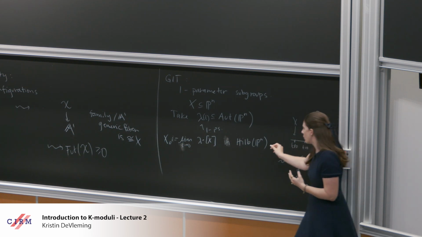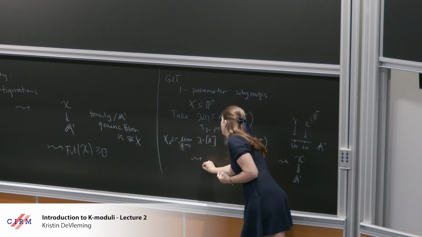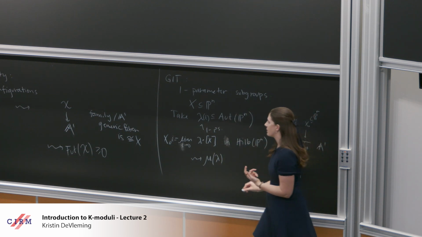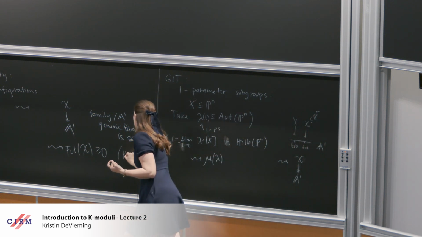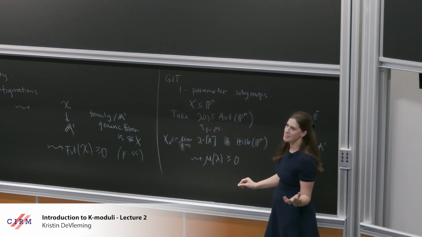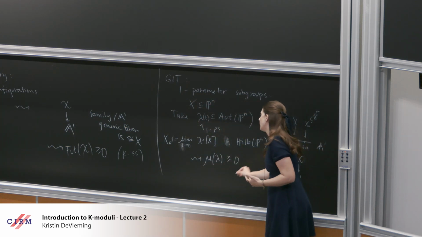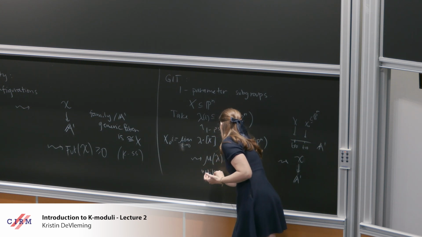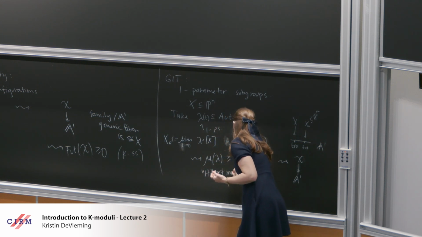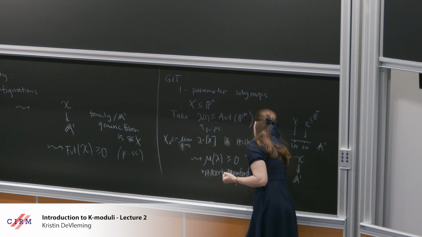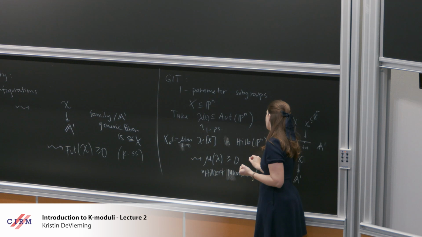In GIT, you associate a numerical invariant to this data, the Hilbert-Mumford weight of lambda. And being GIT semi-stable, so this was the K semi-stable definition, being GIT semi-stable is if, well, depending on your GIT conventions, this is greater than or equal to 0. So this is some appropriate numerical invariant, the Hilbert-Mumford weight. And this being greater than or equal to 0 is what it means to be GIT semi-stable.